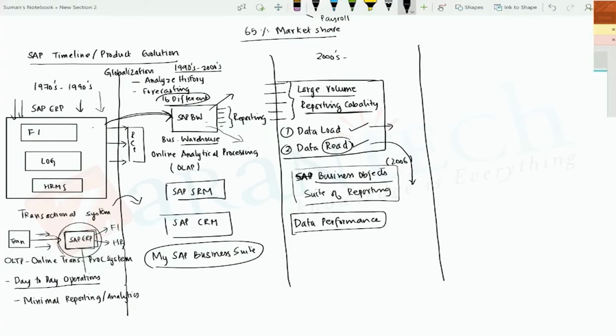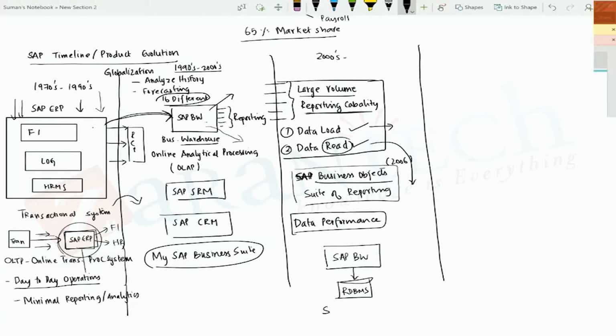So what SAP did was they understood that our current technology, that is our SAP BW system, is running on a traditional RDBMS system. What is RDBMS? Relational Database Management System. SAP applications always have to be supported by an underlying database. So let's say, for example, it could have been SQL Server, it could have been Oracle, and so on and so forth, any RDBMS system.